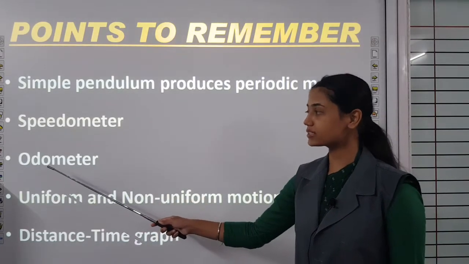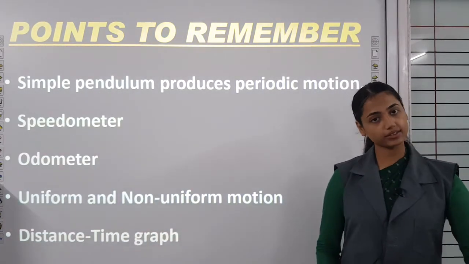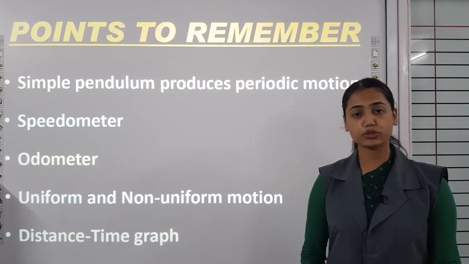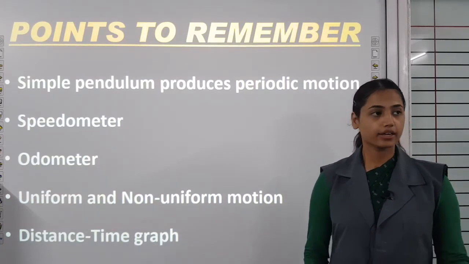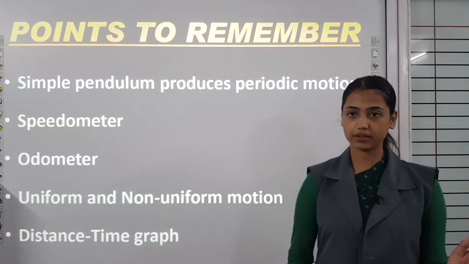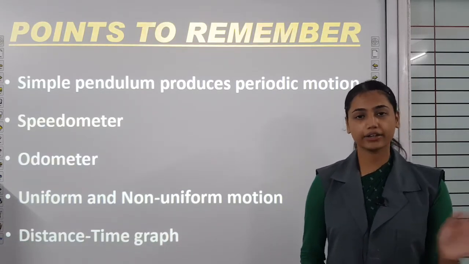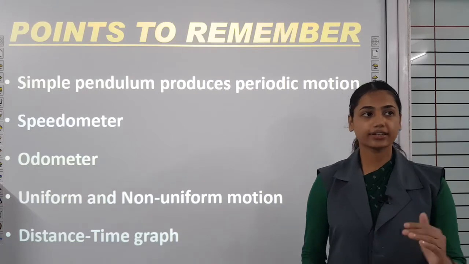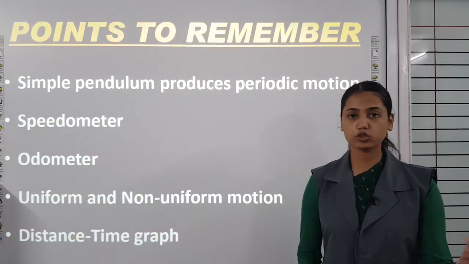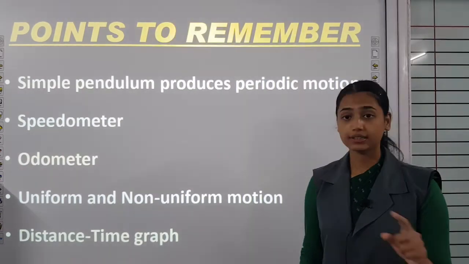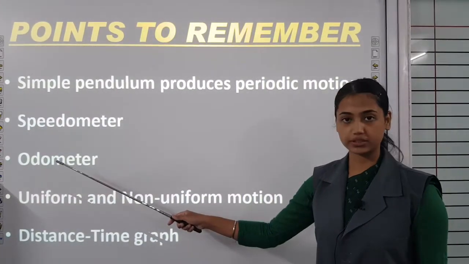The next term is odometer. Again, the device which you have seen, which measures the distance travelled by any vehicle. Suppose you start your journey from your home and you reach your destination, then you check how many kilometers we have covered, and you see that we have covered 250 kilometers. That device is known as odometer.